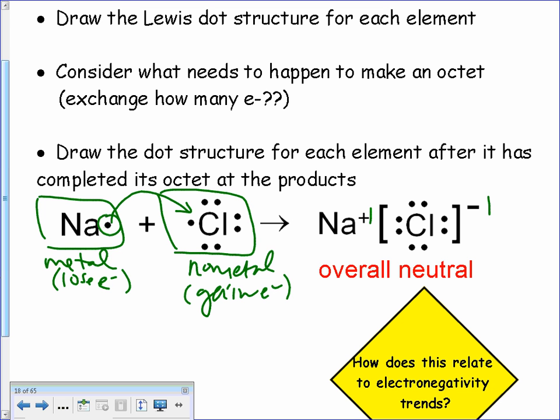Overall, though, 1+ and 1- negate each other, and that's why everything ionic is always going to be neutral in the end, because they counteract each other. You good with that example? Some of you are still writing? That's what the structure kind of walks through too.